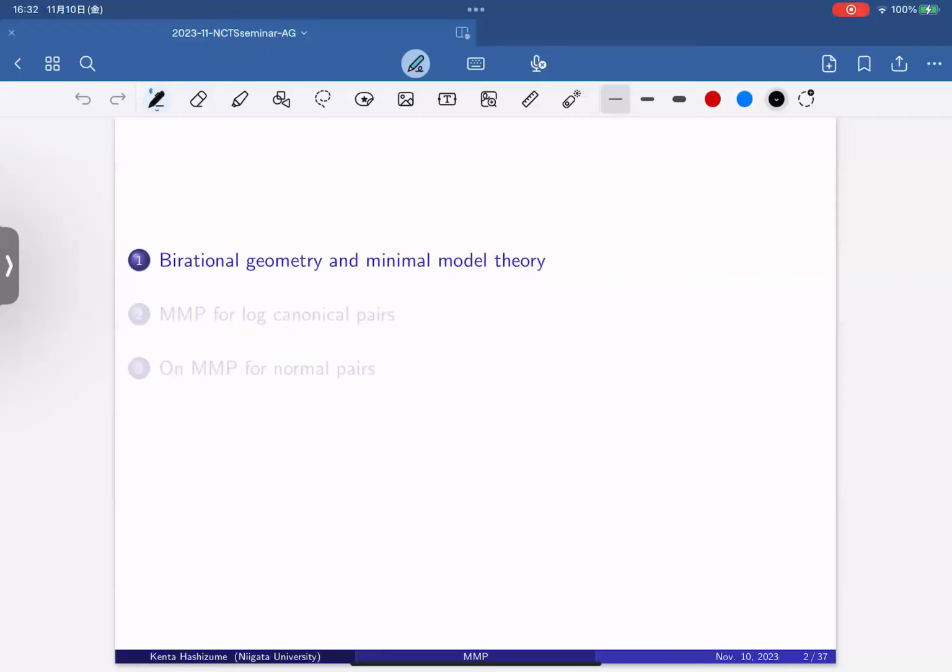Next, I will explain the minimal model theory for log canonical pairs, and I introduce some known results. And finally, I will explain how to generalize the minimal model theory for log canonical pairs to general normal pairs. And I will explain my recent result on the minimal model program for normal pairs.